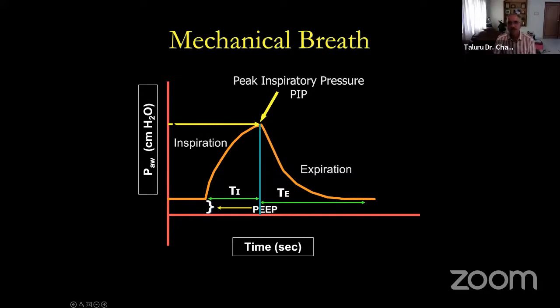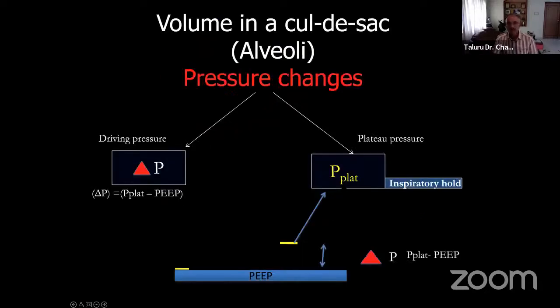Here, this is the peak inspiratory flow. This is the TI, TE, and this is peak. This is the inspiration. This is the expiration. This we have gone through a lot. Here, we get the PIP. To come here, we have to estimate the plateau pressure. Plateau pressure is the surrogate of alveolar inspiratory pressure. That is something you have to remember.